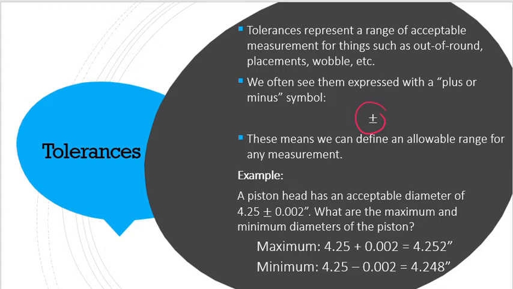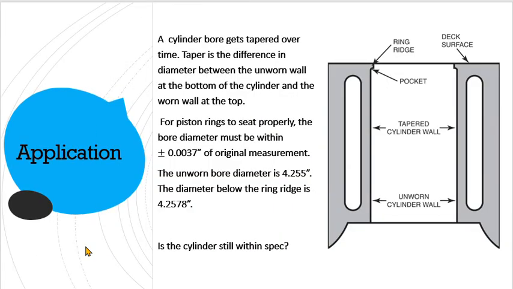So if we have an accepted diameter of 4.25 plus or minus 0.002, that's giving me a range when I measure it. So it's saying this piston, when you measure it, has to be between a minimum size of 4.25 minus 2 thou, which is 4.248, and it can go all the way up to 4.25 plus 2 thou, which is 4.252. After that, if you're below or above that, you are out of spec. So here's an example of a tolerance.